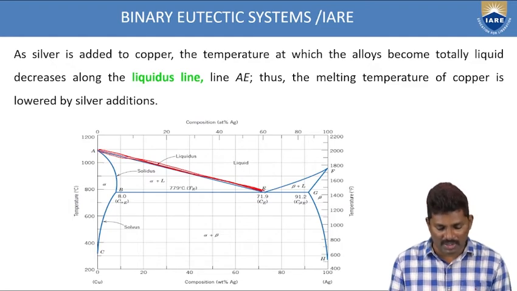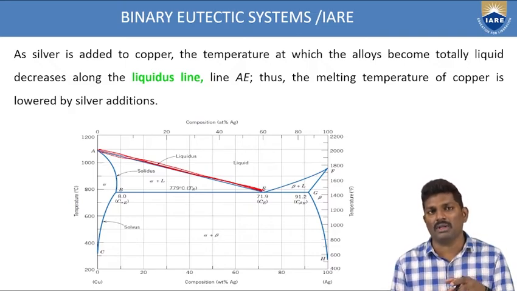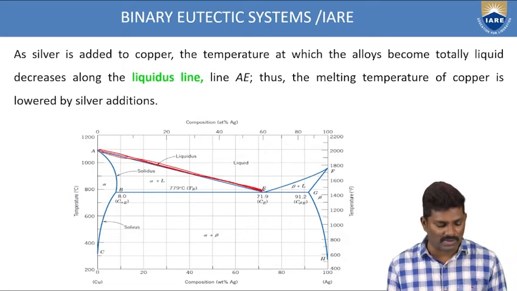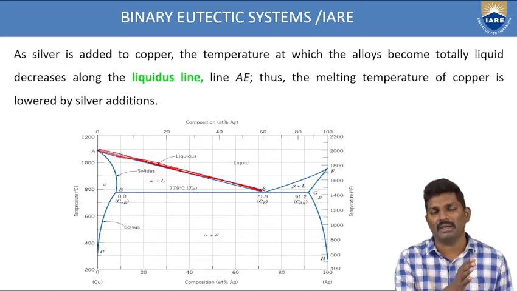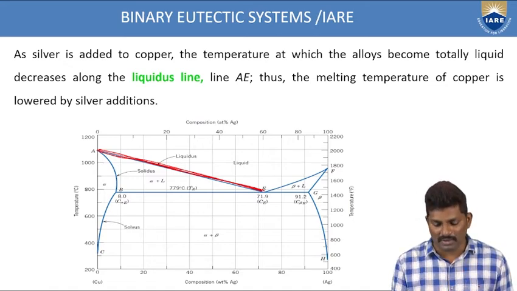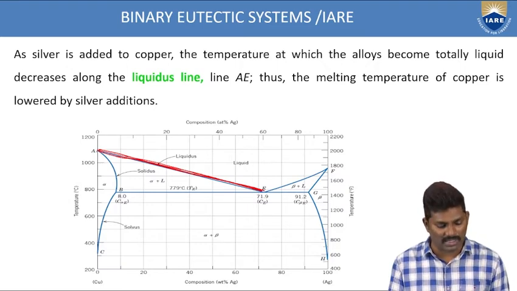The melting temperature of the copper is lowered by silver addition. Because we are adding some silver into the copper, the melting temperature of the copper is becoming lower. So that's why there is a fall from point A to point E. The melting temperature of the copper is coming very low because of the addition of silver. So we represent that with this AE line, and this line is called a liquidus line.